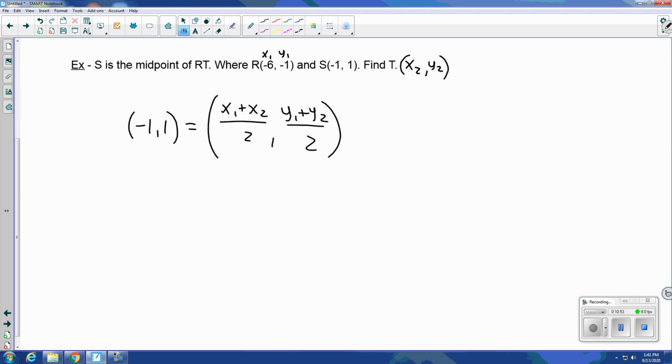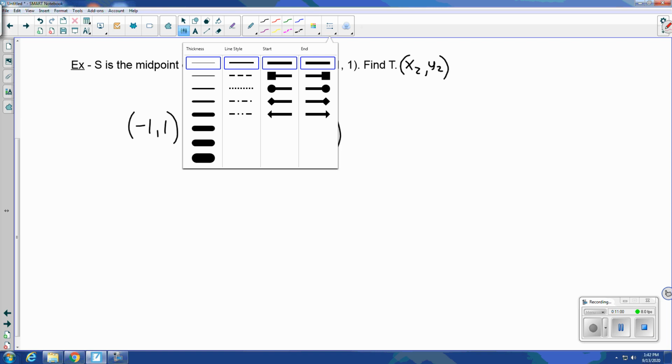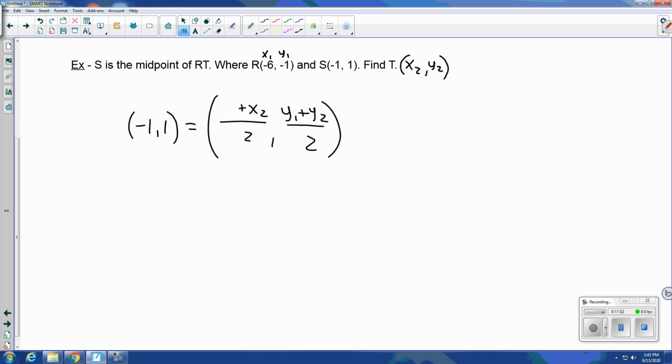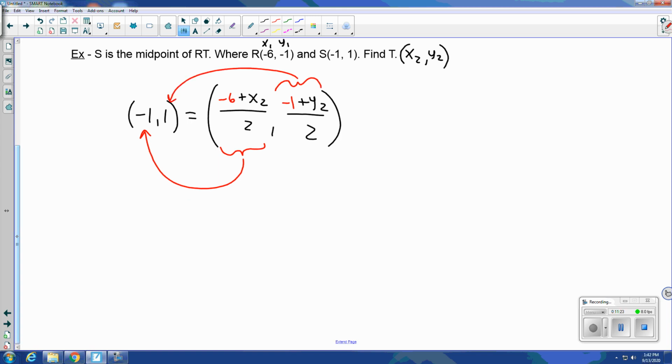So now I'm going to replace x1 and y1 with the values that they give me for the R coordinate. Now, here's the trick to this problem. There are two equations here. We know that this piece right here ends up equaling -1, and we know that this second piece equals +1. So we're going to have to set up two equations because I have two unknown variables that I'm ultimately looking for.